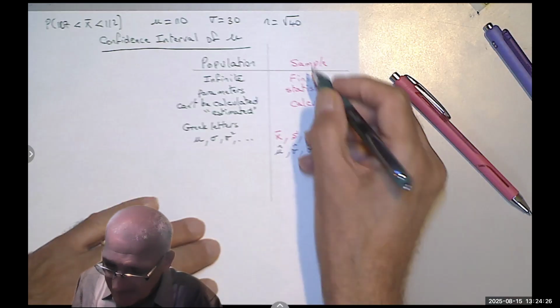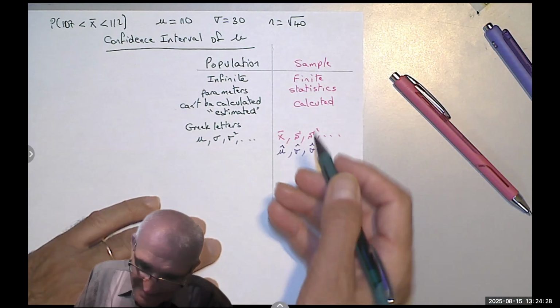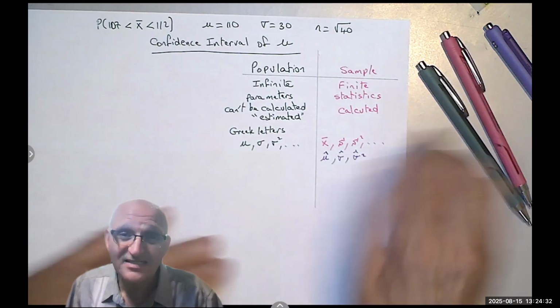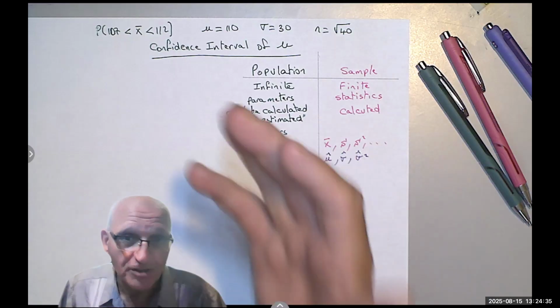So we'll be using the sample statistics to estimate the population parameters because they cannot be measured. But if they are estimates, you want your estimate to be good, right?